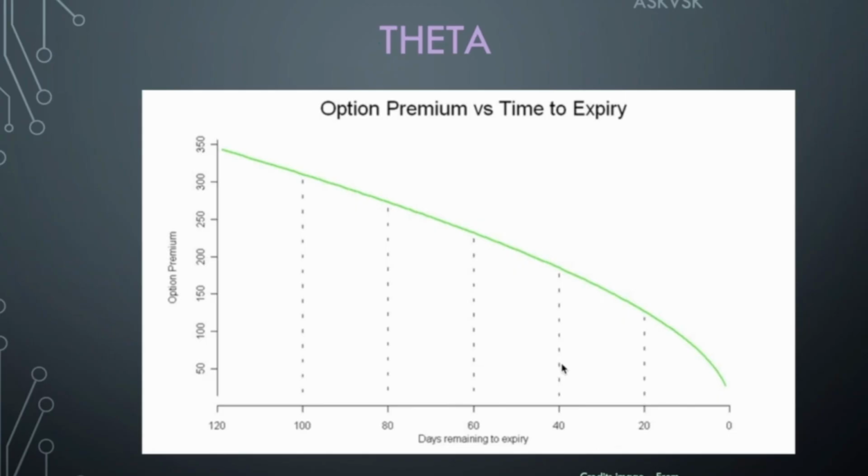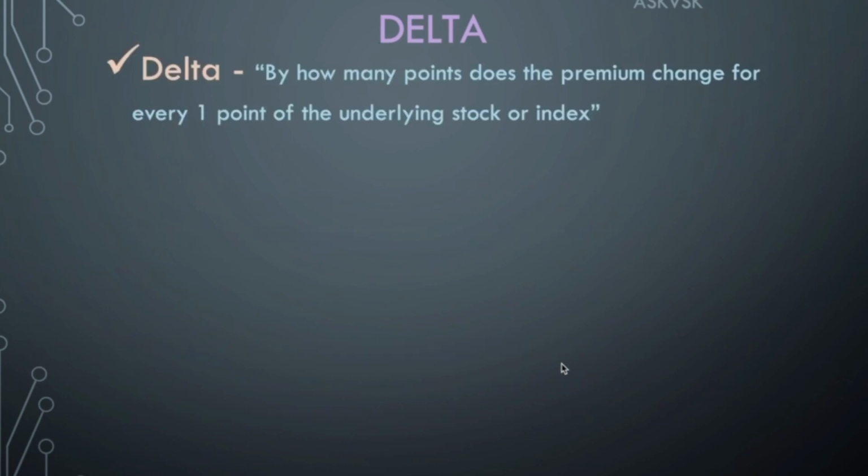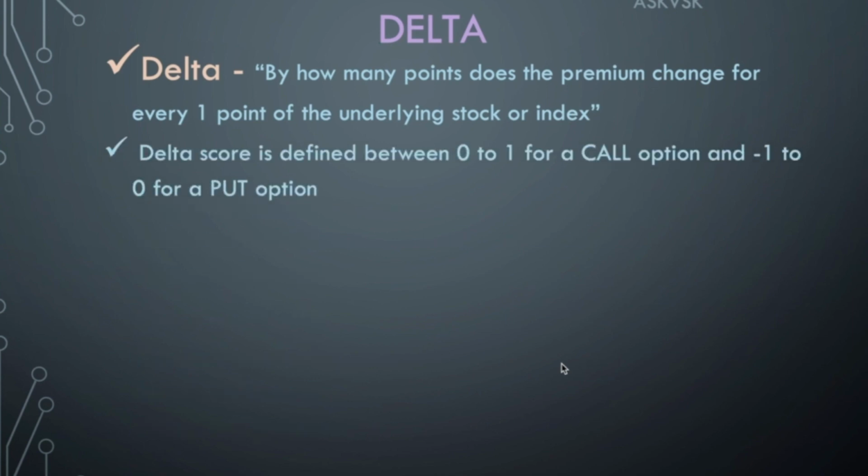So now let us look at the next option Greek, which is called delta. By definition, delta is by how many points the option premium changes for every 1 point of the underlying stock or the index that is changing. If the underlying stock moves by 10 points, how much would my option premium change? If it's positive 10 points, how much would the option premium change? Or if it falls, how much does the option premium change? That is what delta is trying to explain to us.